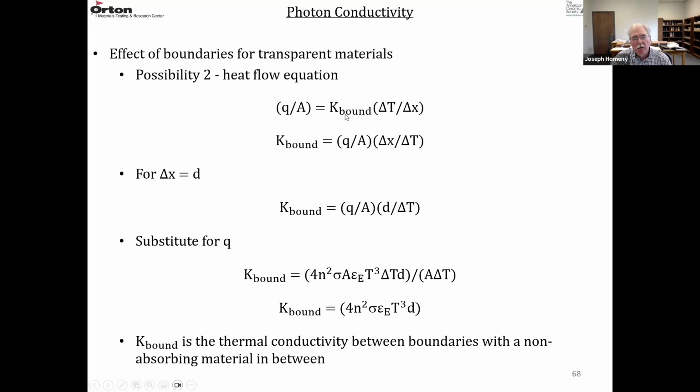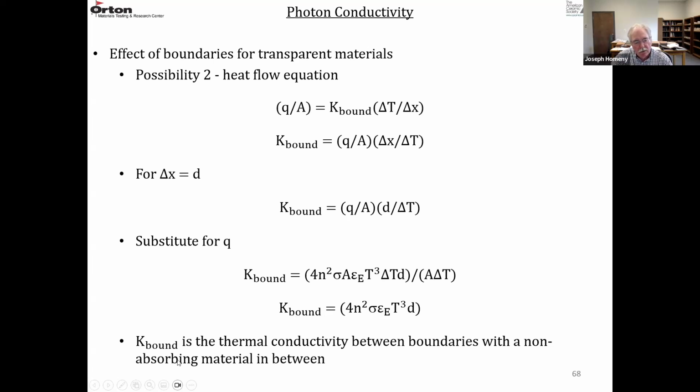So Q over A equals K, we'll call it K boundary, delta T over delta X. Solve for K boundary, that's Q over A, delta X over delta T. And in our case here, for the material that has thickness D, delta X equals D. So K boundary just equals Q over A, D over delta T. And we substitute for Q, so we get this equation and we simplify it. So K boundary equals 4n squared sigma epsilon effective T cubed times D.